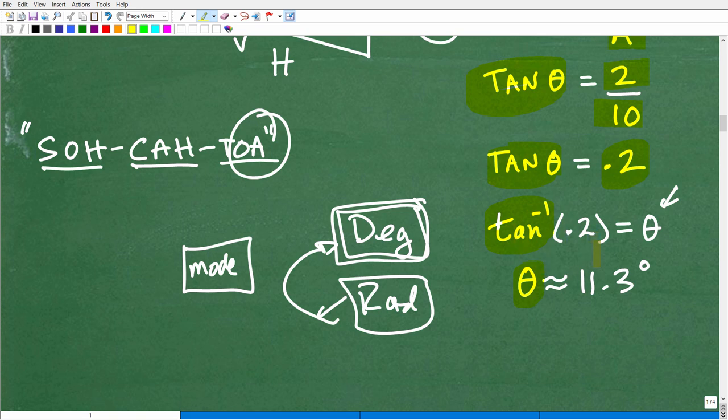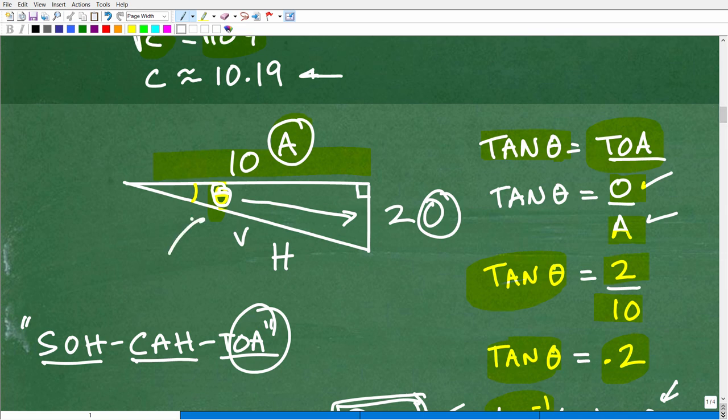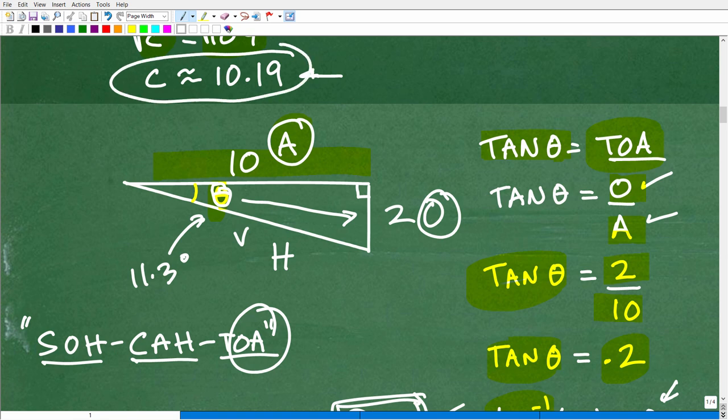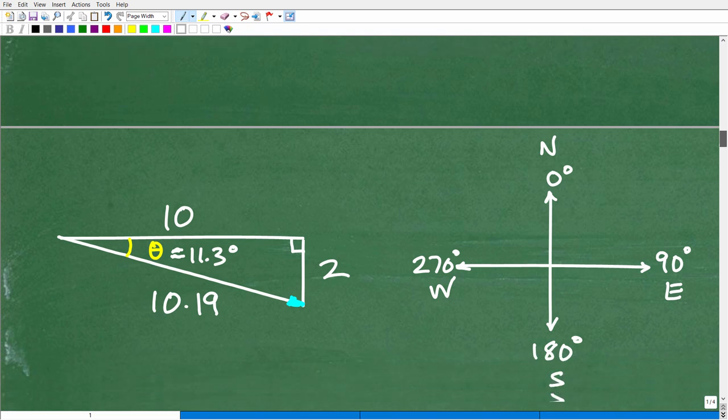What angle has a tangent of 0.2? It is approximately 11.3, so 11.3 degrees, because your calculator, again, is in degree mode. And that's what this angle is. So we have the speed, or the length now, of this right triangle, which indicates the actual speed of the boat when we factor in the current. And now we have this angle, 11.3 degrees.